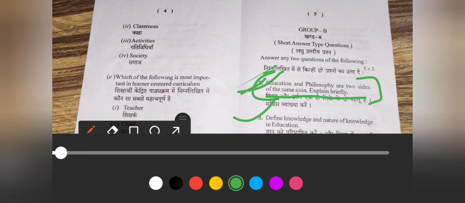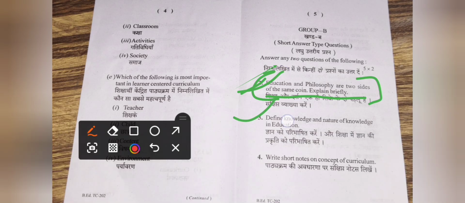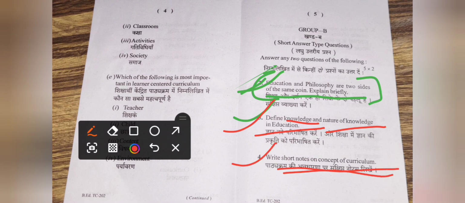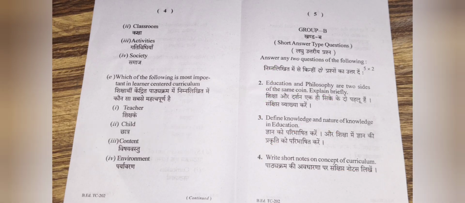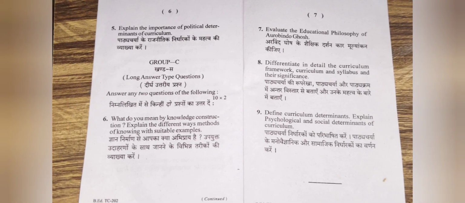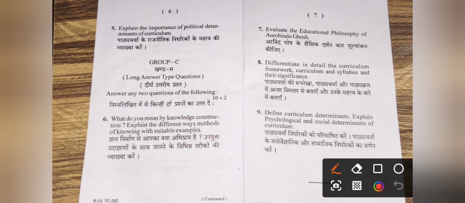Moving toward question number 3, define knowledge and nature of knowledge in education. So basically we have to define knowledge and the nature of knowledge as per education. Moving toward question number 4, write a short note on the concept of curriculum. It is a must question in this paper, the concept of curriculum we have to explain. Moving toward the next slide, question number 5 is explain the importance of political determinants of the curriculum. So here we have to explain the political determinants of the curriculum.